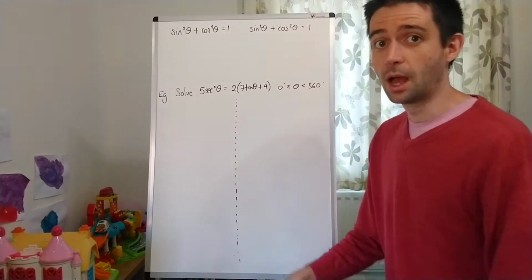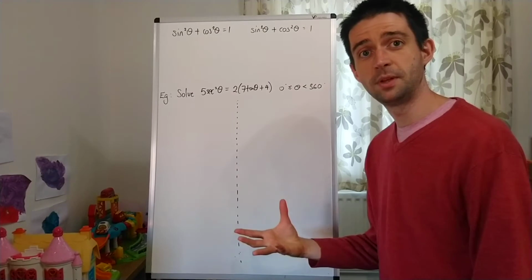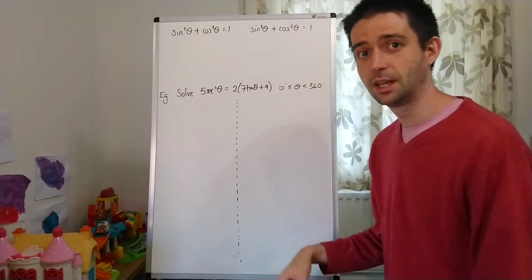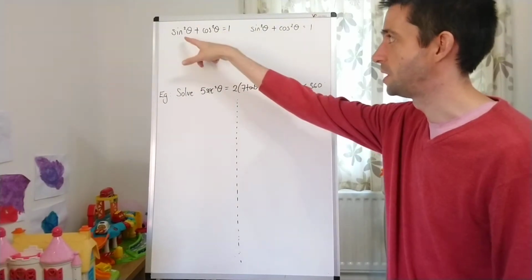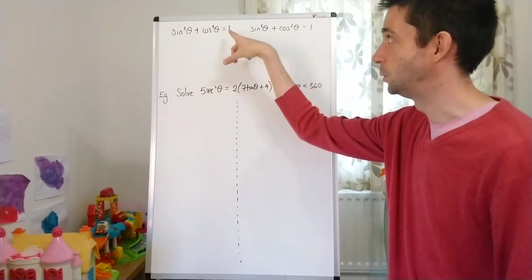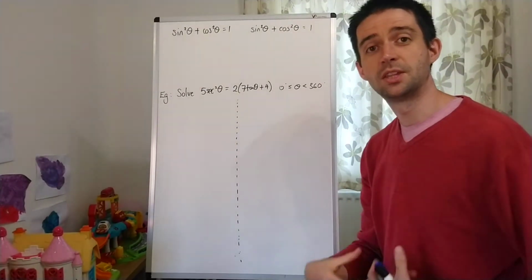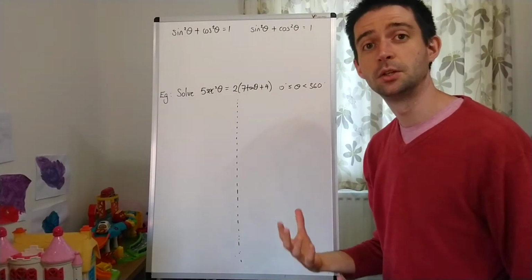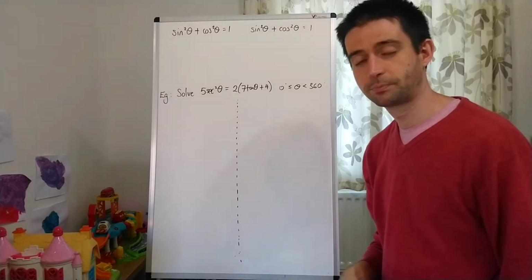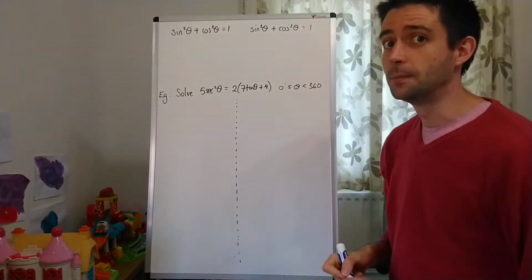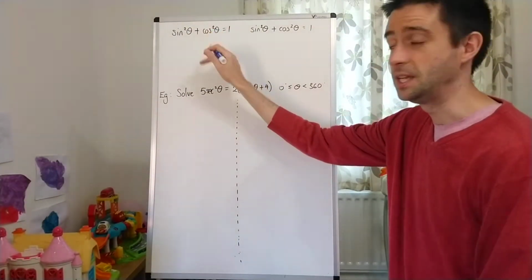First of all, you'll notice that at the top of my board I've written an identity that you should already be familiar with from your studies of trig, which is sine squared theta plus cos squared theta equals 1. And I've written it twice, because there are two further identities that look similar to these that involve reciprocal trig functions. The first one is obtained by dividing this whole equation through by cos squared theta.